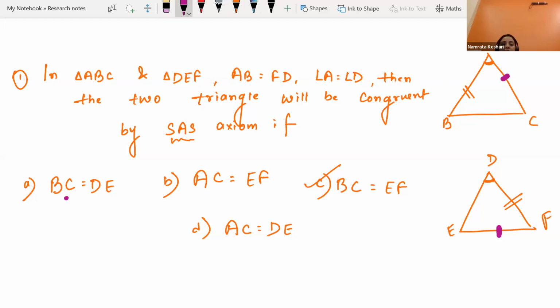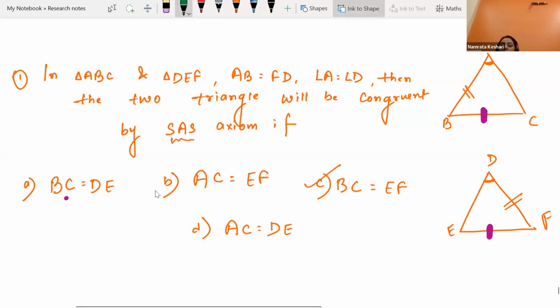Next one says BC is equal to EF. Is it so? This option is incorrect. Let me check the last one also. BC is equal to EF does not give side angle side, because we compared angle A and angle D. So we have just one option, option D.